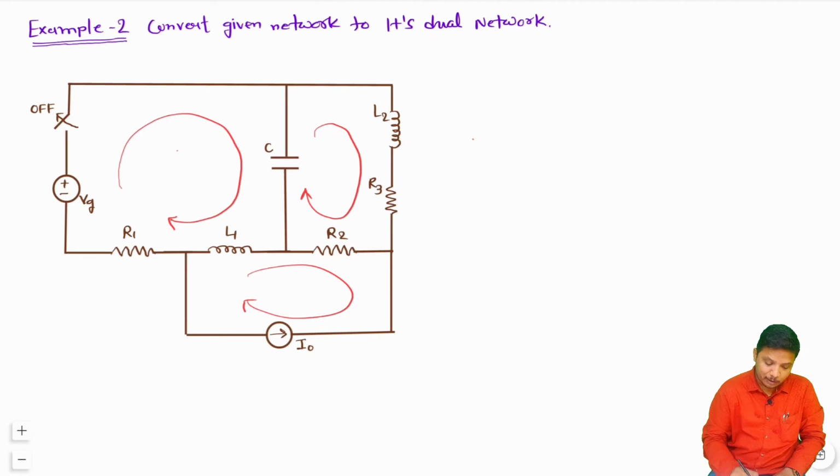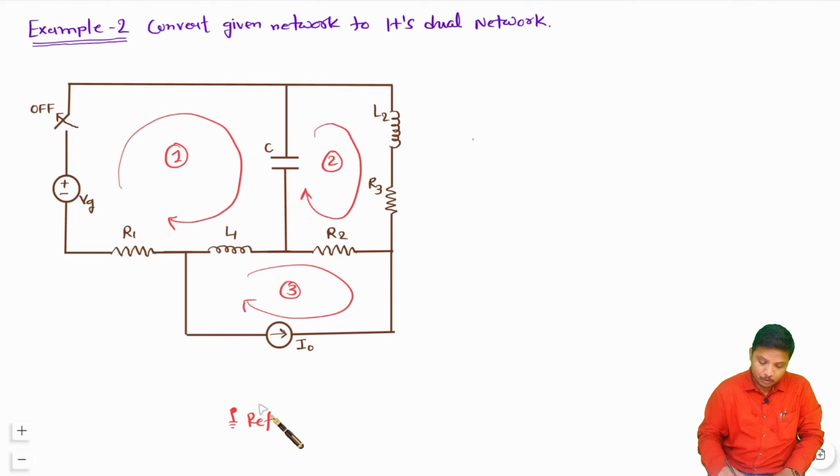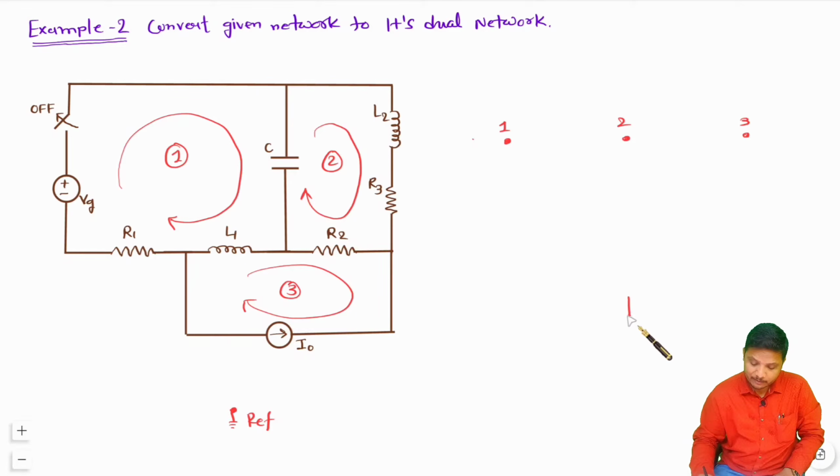Now with these loops I need to make nodes. So I am saying this is node number 1, this is node number 2, and this is node number 3. And after that I need to place one reference node. Now all I need to do is draw its dual over here. So what I will be doing is writing nodes over here. So this is node number 1, node number 2, and node number 3 over here, and here we have the reference node.